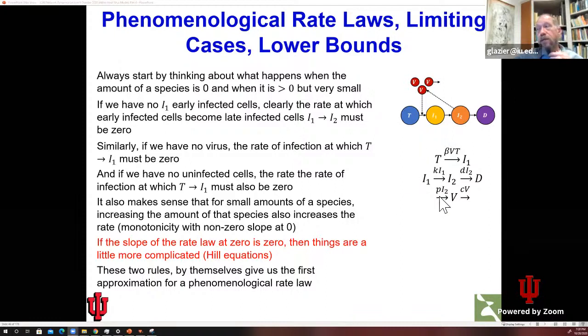And the simplest way of getting all of those things is to have linear results, which is if the rate at which I1 becomes I2 is K times I1, that clearly goes to 0 when I1 is 0. What happens when I1 is very large is another question, but at least at the limit of small I1, we expect it to be linear. If that slope at 0 were 0, then things are a little more complicated. But for a transition like I1 goes to I2, you expect it to be independent from each cell to every other cell, and so linearity is reasonable.